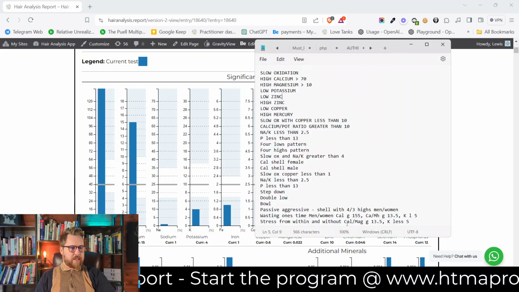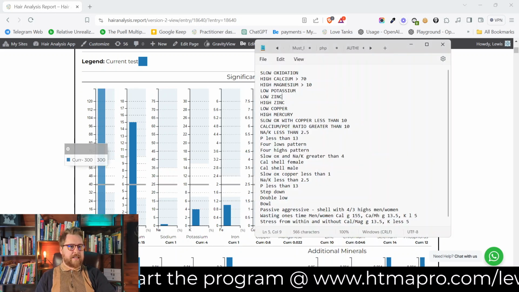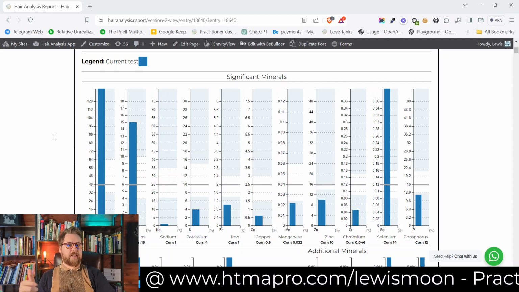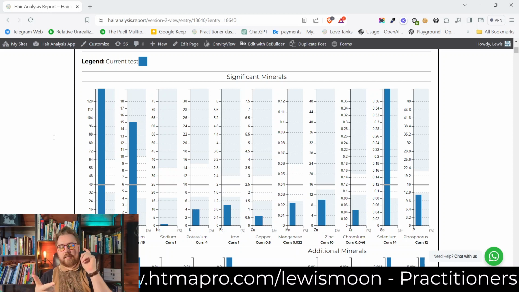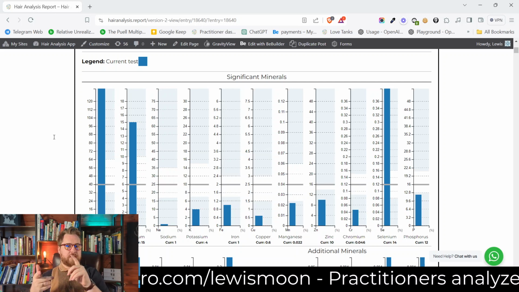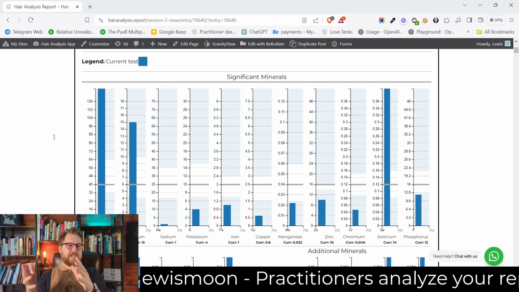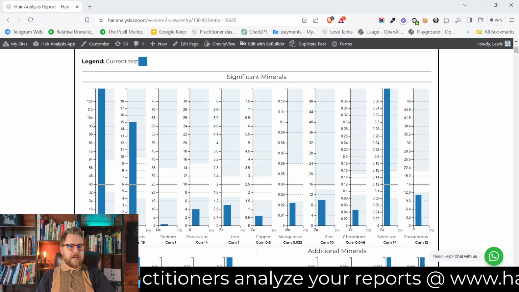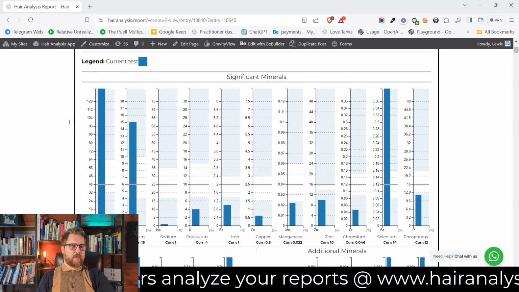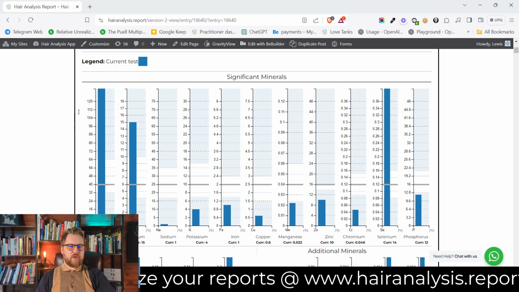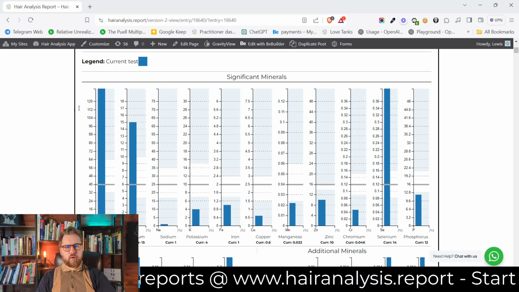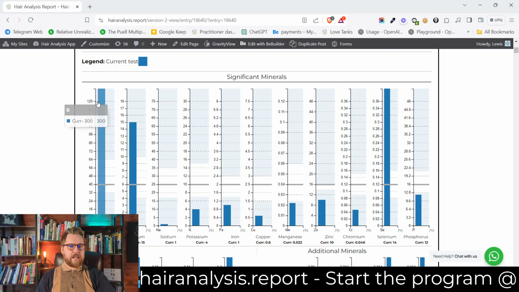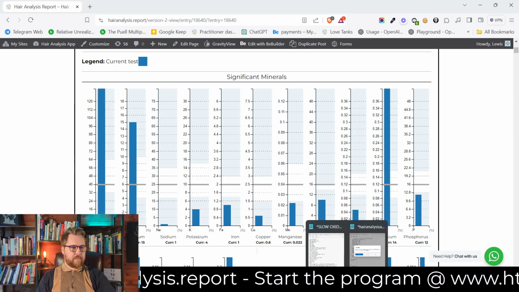So we've got slow oxidation, we've got a high calcium level, so above 70. So there's two indicators here. There's a high calcium level above 70 and a calcium shell, which is basically above 155 if you're a male, 165 if you're a female. Again, it's all related to weak adrenal glands. Trauma is definitely related to an elevated calcium level.